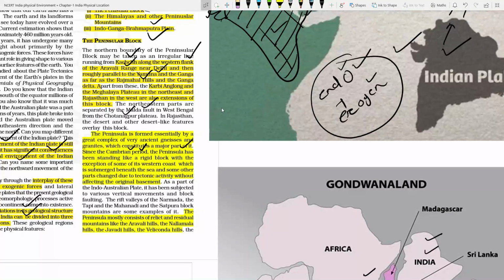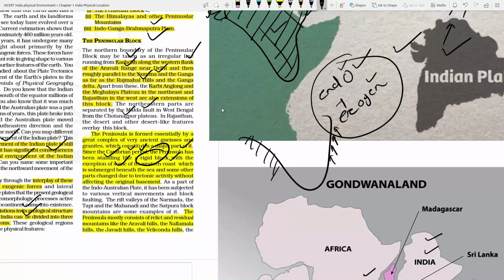And the peninsula has been standing like a rigid block, with the exception of the certain western coast which has been submerged. जो western coast है, it has been submerged, and eastern जो portion है वो emerge किया है. The eastern coast has been emerged. Those things have been written, and it is due to the tectonic activity. Whenever those kinds of things take place, it is always accompanied by earthquakes.